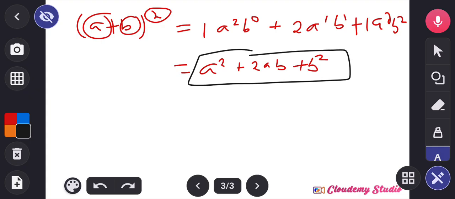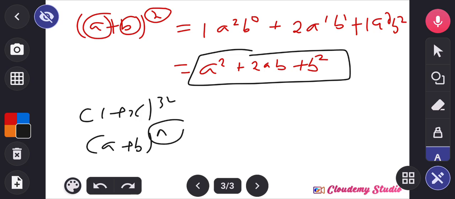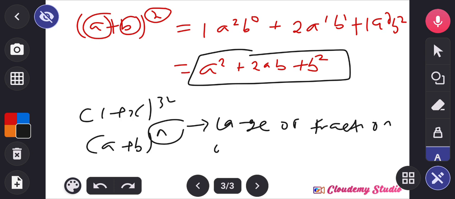If you want to expand a binomial with a large power, for example (1 + x) raised to the power of 32, or (1 + x) raised to the power of 50 something, using Pascal's triangle is not recommended because we would generate a large number of rows of the triangle. So there is an alternative method, and we call it the binomial theorem. The binomial theorem helps us to expand (a + b) raised to the power n if n is a large number, or n is a fraction, or n is a negative value.